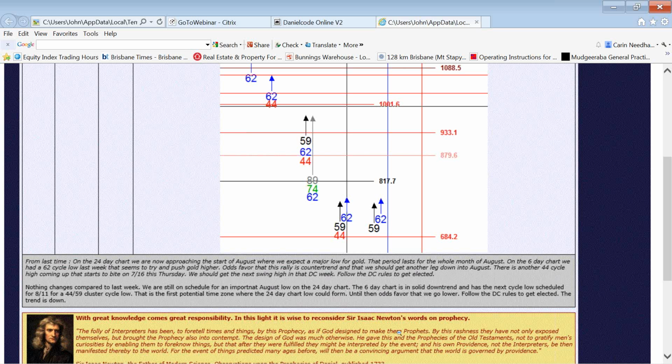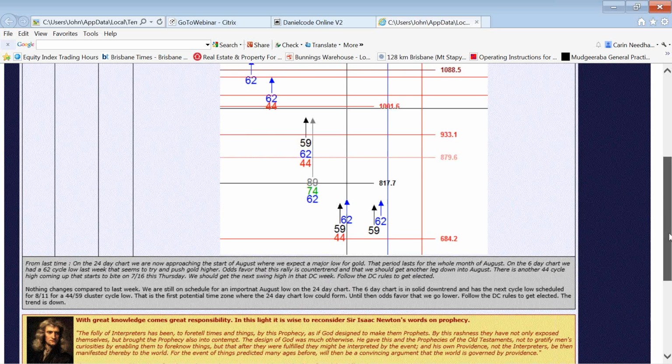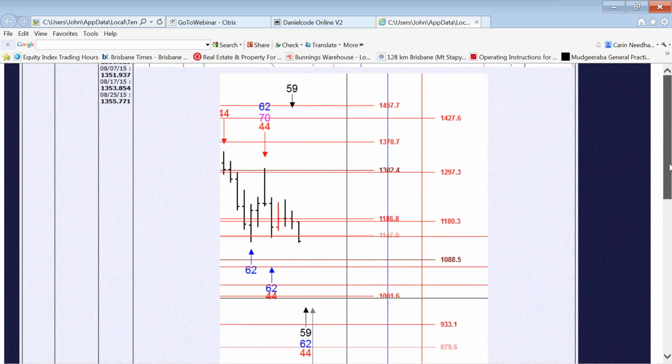And he said here, this is the first potential time zone where the 24-day chart could form a low. Until then, odds favour that we go lower. And of course, we have. So that's the sort of stuff you get on the fourth seal analysis. It shows you the charts.